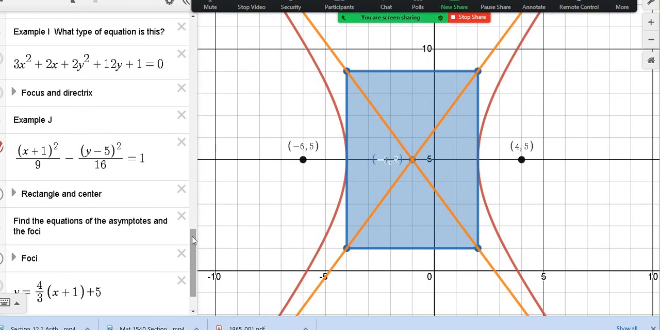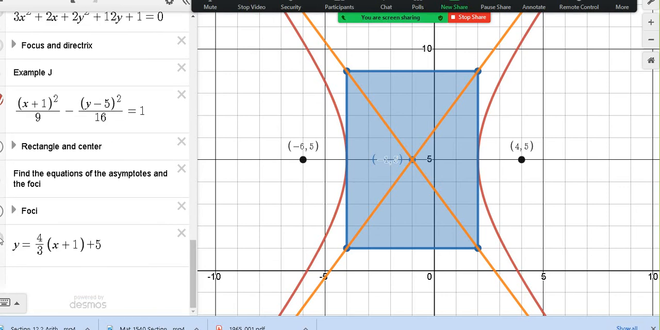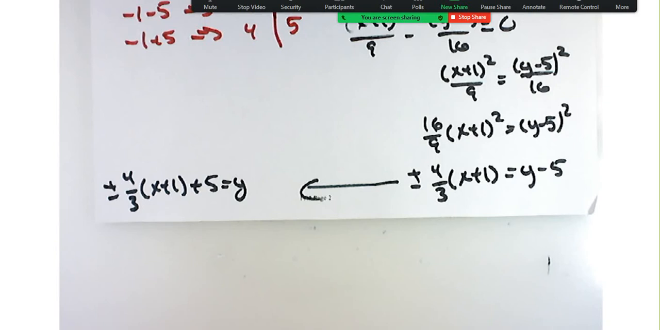Now to kind of prove that, I'm going to graph one of those asymptotes here. And what you should see is that the line that I graph will cover up one of these diagonals. So it should be a red line. Bam, there we go. So that's the equation that runs through the diagonal of my box. Okay, comments or thoughts on that?